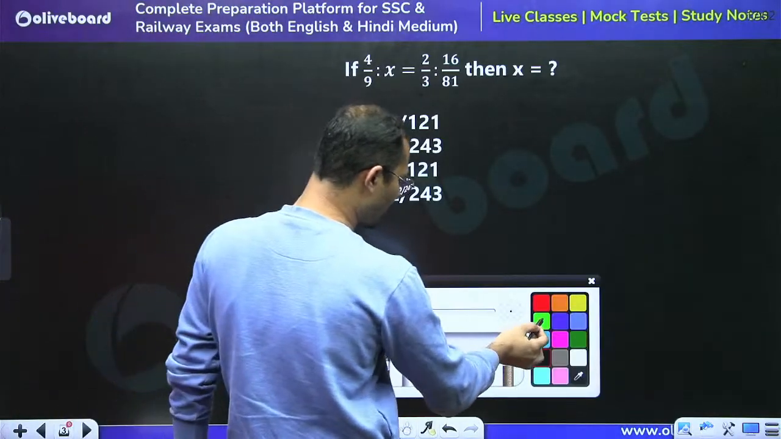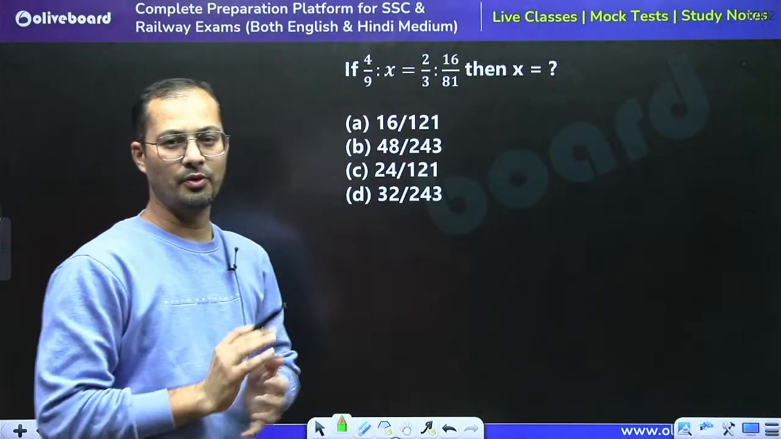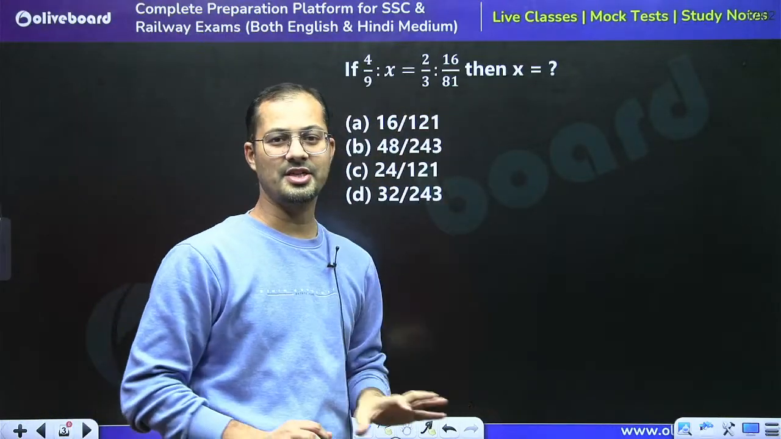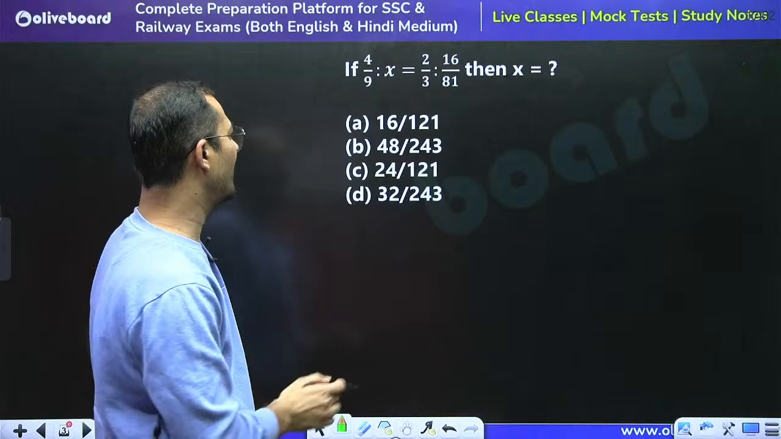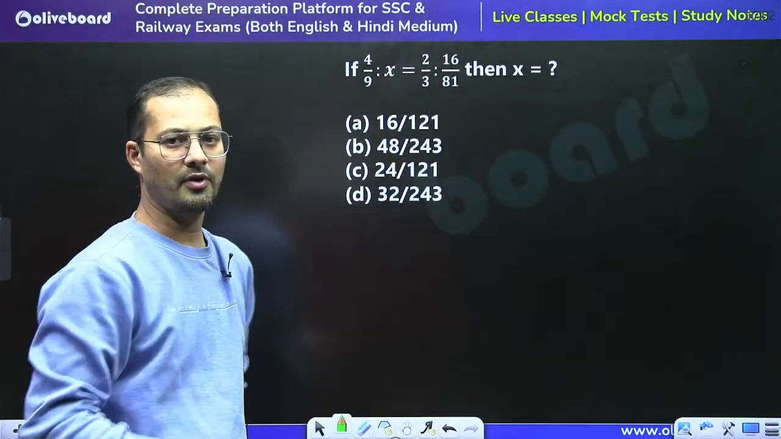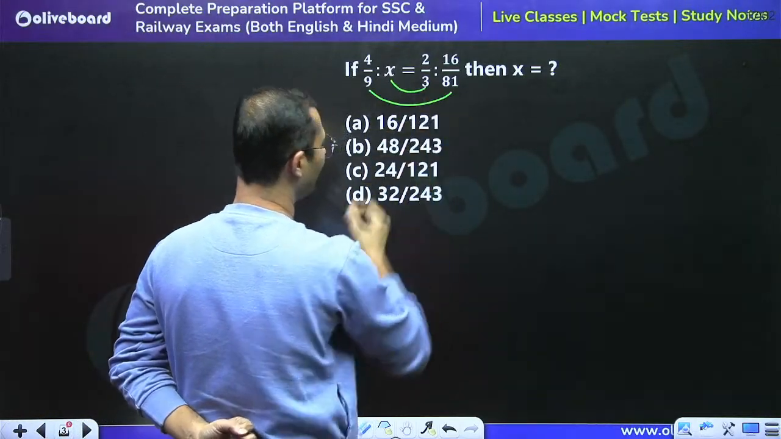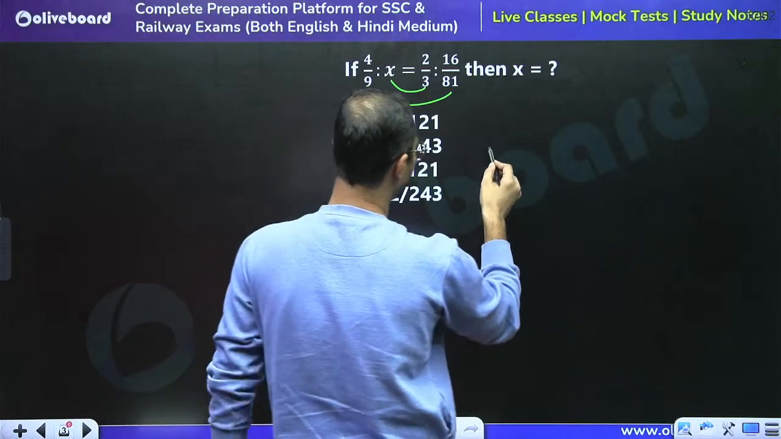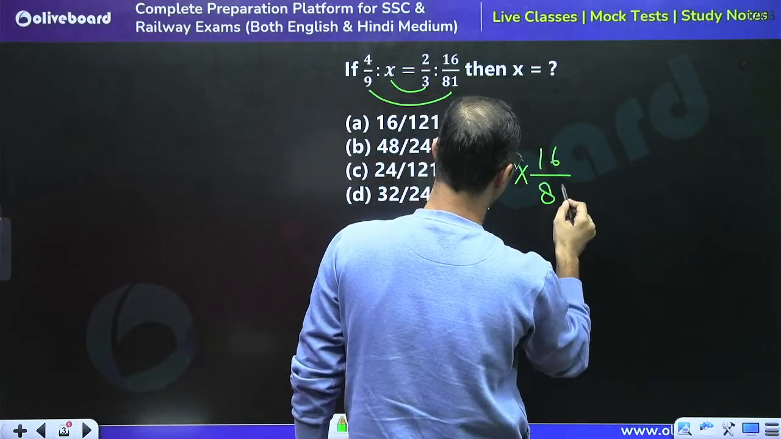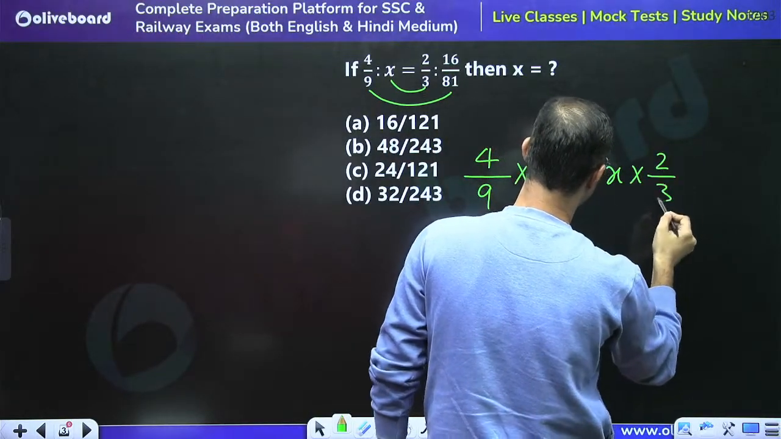This question belongs to proportion, right? You might have studied proportion very well. Do you remember the relation between the terms of a proportion? Whenever you see the four dots or equal sign, this is for proportion. So the product of the extremes is equal to the product of the means, right? So 4/9 times 16/81 is equal to X times 2/3.